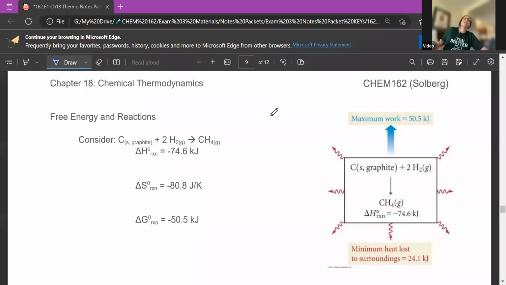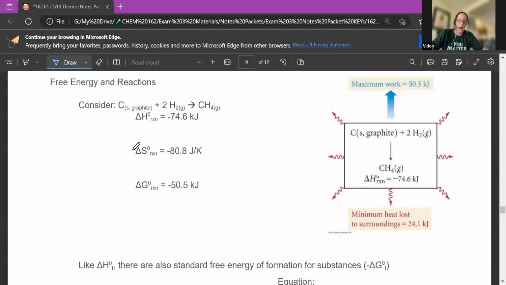Okay, so let's bring all these values into an actual real chemical reaction. So I'm going to use graphite reacting with hydrogen to make methane. All right, carbon, hydrogen, methane. Awesome. So I have the delta H of this reaction is negative. Okay, that means it's exothermic. This process is exothermic, which means based on enthalpy, it would be favored.